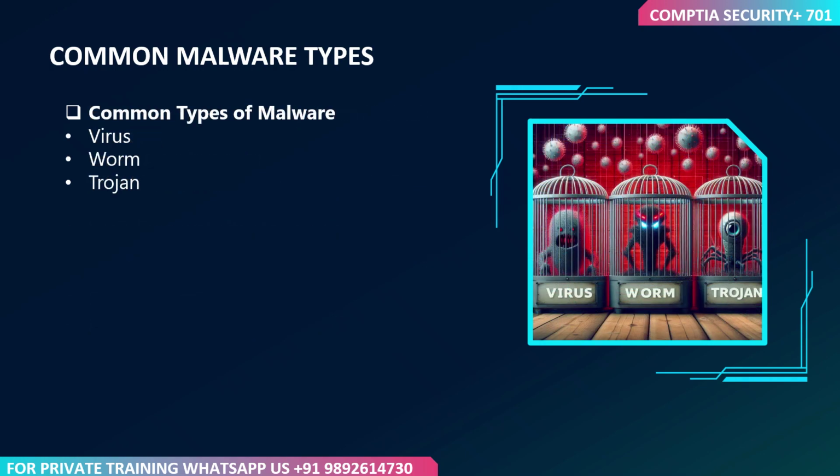Now that we have talked about how malware gets in, let's look at what kinds of malware are out there. Not all malware behaves the same way. Some are more dangerous than others, and each has its own way of causing trouble. Today we will be covering the three most common types of malware: viruses, worms, and Trojans. We will explore other types in upcoming lessons.